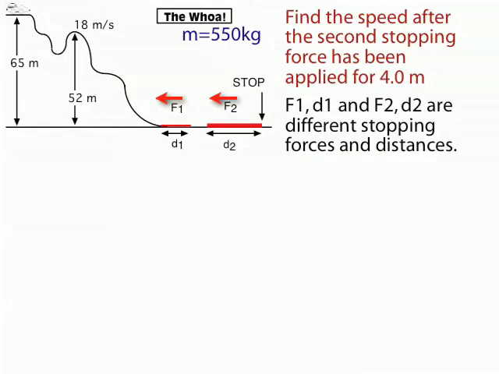To begin with, let's look at a simple problem. I've got a car going down a hill, starts off at 65 meters at an unknown speed, goes down to 52 meters in height at 18 meters per second, and then at the bottom I've got two stopping forces. I have F1, D1, so I have a force and a distance associated with it, and F2, D2, a different force. My goal is to find the speed after the second stopping force has been applied for 4 meters.